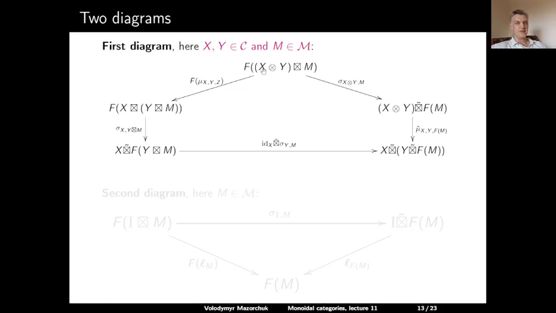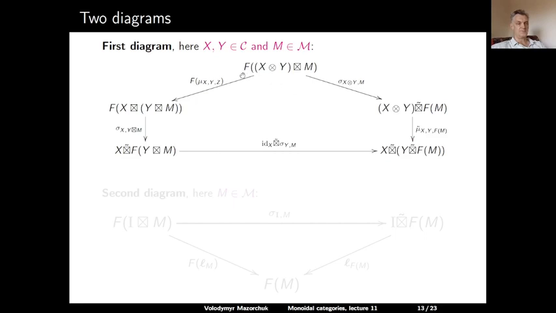So we start with f applied to x tensor y acting on M. We use sigma to move the outer brackets to the right, so we end up in x tensor y, and then the tilde box times f of m. And now we can use mu to move the left brackets to the right, so we get x acted by tilde on y acted by tilde on f of m. This is one way in the diagram.